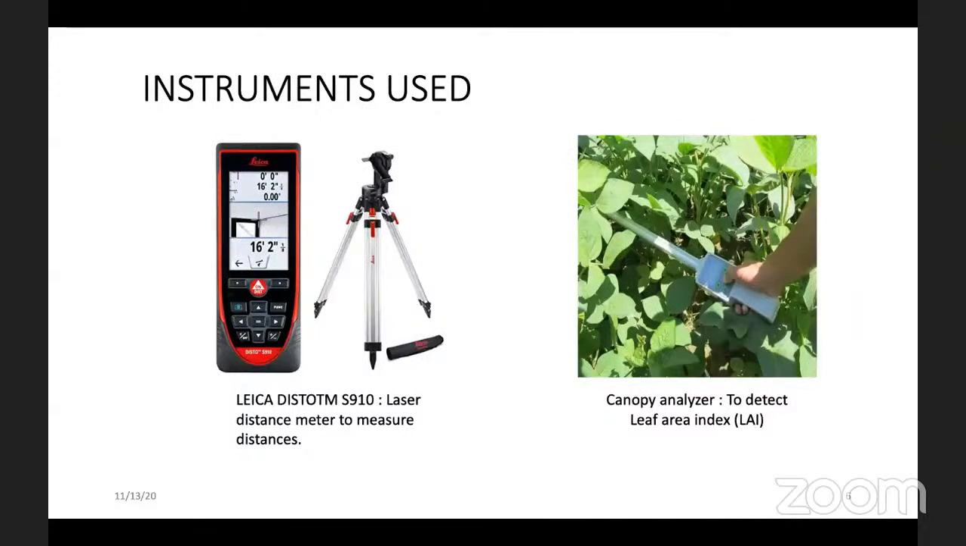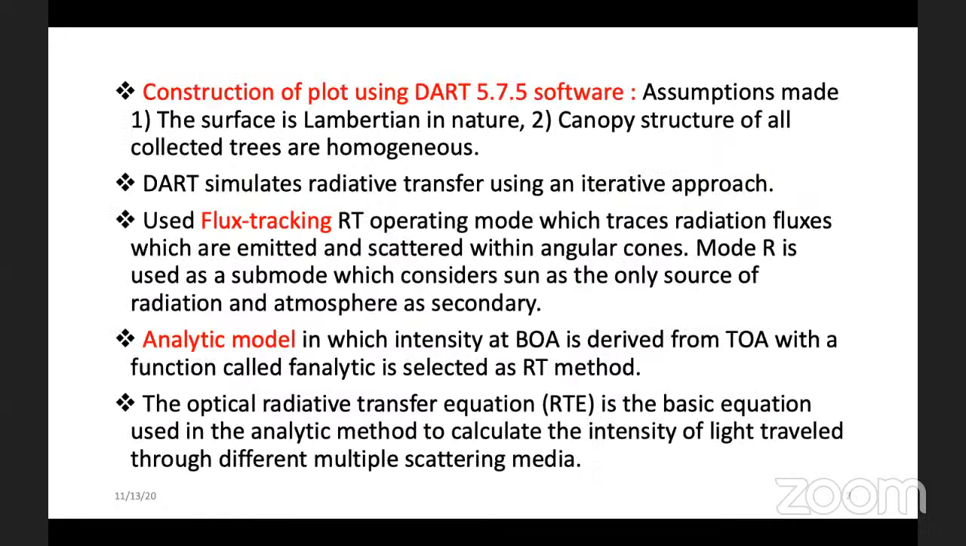So these were the instruments used. A Leica Disto S910 was used to measure distances. It is a laser distance meter. And a canopy analyzer was used to detect leaf area index, and also a Trimble GPS was used to find the latitude and longitude, and also a field spectral radiometer was used to collect the reflectance in the visible region and near infrared region.